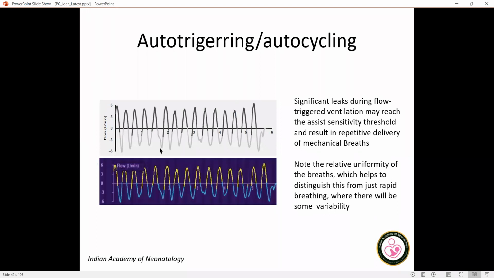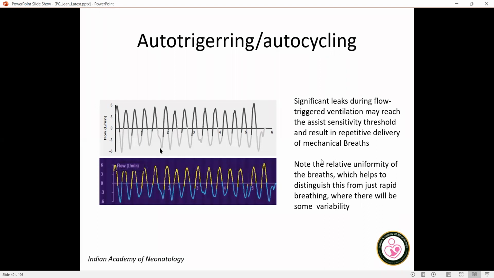Another important thing associated with this leaking is auto triggering. When it is patient triggered, flow triggered ventilation, the ventilator will interpret this aberrant flow as a patient effort. A large leak will be misinterpreted as patient effort because it is exceeding the trigger threshold, so it will automatically trigger the breath. We can see very rapid rates that are also very uniform. The baby will have hypocapnia, and lung injury can happen.